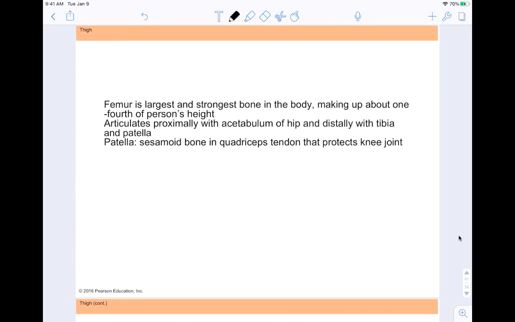Okay, so the thigh bone is called the femur. It's the largest and strongest bone in the body, and it makes up about 1/4 of a person's height. So it's a pretty big percentage there. It articulates proximally with the acetabulum of the hip and distally with the tibia and patella. The patella is a sesamoid bone in the quadricep tendon that actually protects the knee joint. We'll talk about it in a minute. It's this little bone that sits in front of all of that.